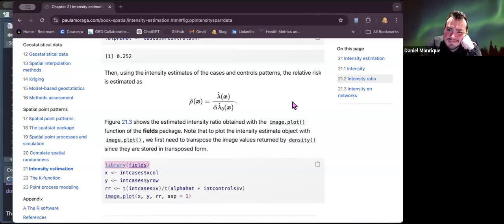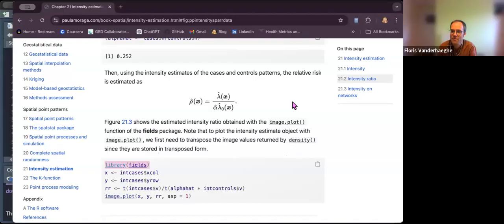That's one thing, and perhaps another, if time is also a component, then maybe the intensity ratio, which is in this chapter, might be of help. Because then you could consider the first point in time as a reference and then calculate the ratios relative to that first point in time as a response variable, for example, and then consider the change over time. So time then would be a covariate in the model.